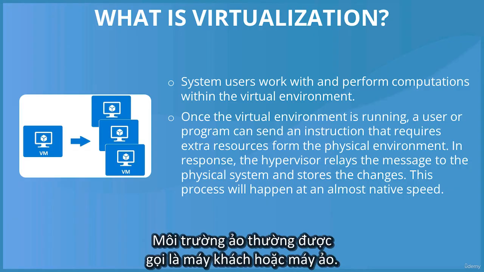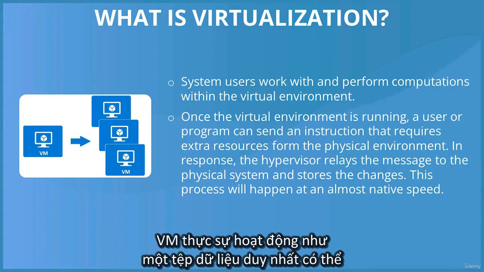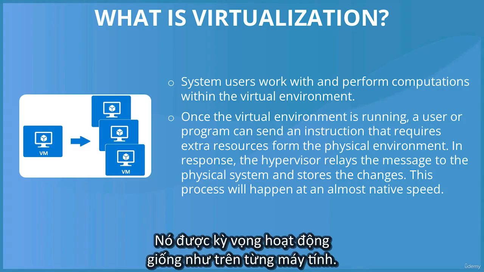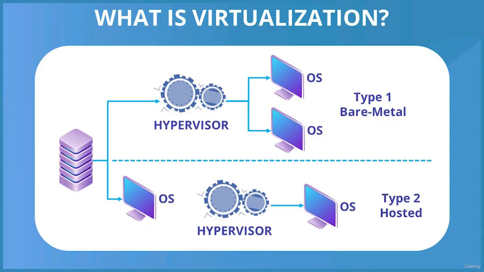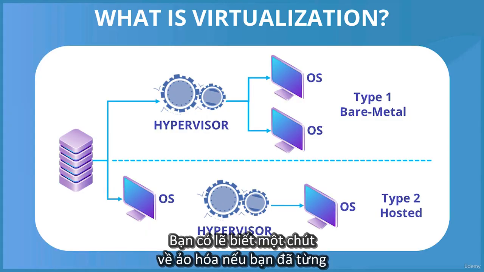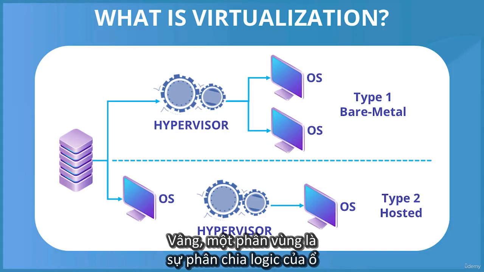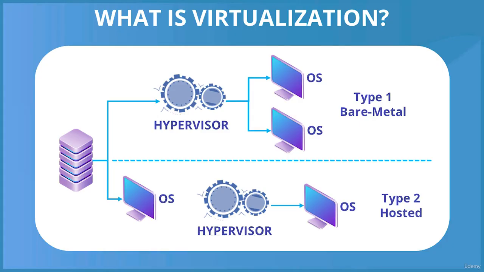The virtual environment is often referred to as a guest machine or virtual machine. The VM actually acts like a single data file that can be transferred from one computer to another and opened on both. It's expected to perform the same way on every single computer. Now, there are a few different types. You probably know a little bit about virtualization if you've ever divided your hard drive into different partitions. Yeah, a partition is the logical division of a hard disk drive to create, in effect, two separate hard drives.